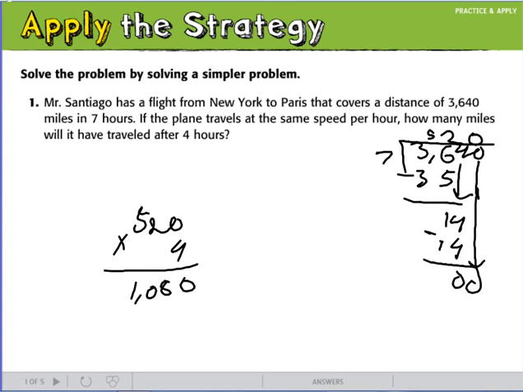Alright. So X comes up, and X did a very good job of breaking this into 2 simpler problems. So he took our information that we had, and he said the first thing he needs to figure out is this. In 7 hours, it went that far. How far did it travel per hour? He divided it. He got 520 miles. Okay? So 520 miles. Then he multiplied that by 4. So 520 times 4.